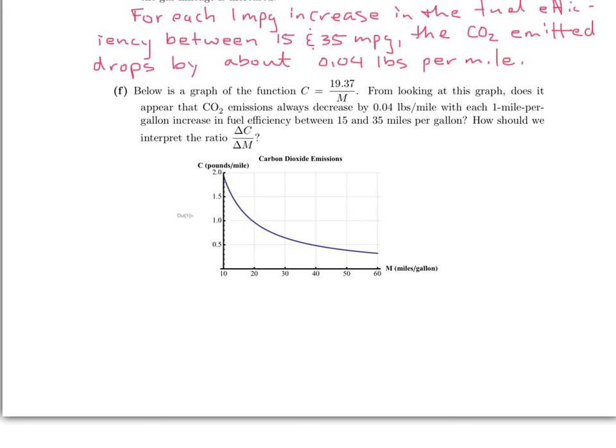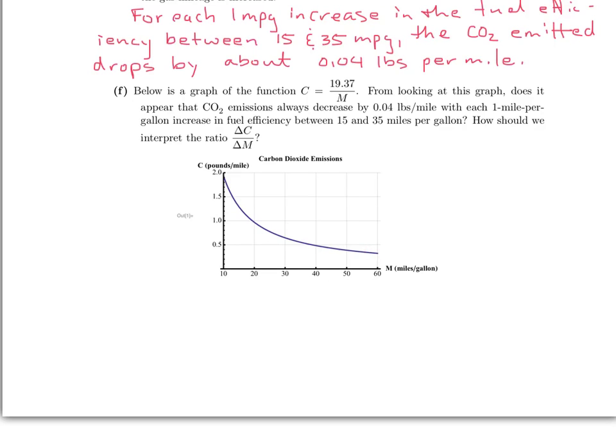Shown below is a graph of our function. First, notice that M is on the horizontal axis because it's the input, and C is on the vertical axis because it is our output. Also note that the graph decreases. It has a decreasing trend as you move from left to right. This should make sense because we noticed above that as the fuel efficiency increases, in other words, as we move to the right, the emissions decrease. So as we go to the right, we should expect the emissions to drop.